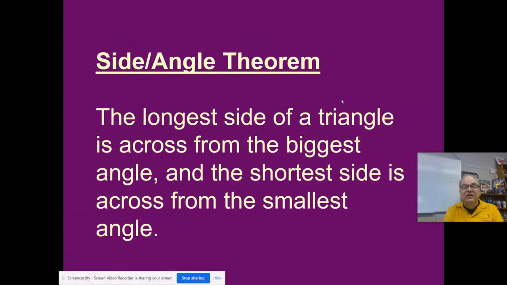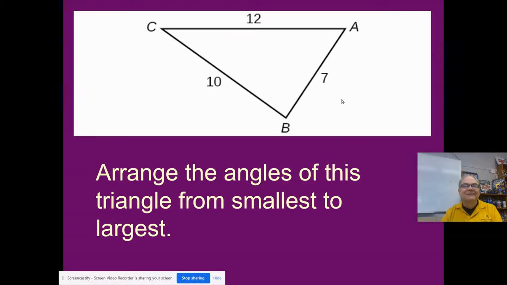The other rule that comes up in this section is what's called the side angle theorem. And again, it's kind of common sense. What it says is that the longest side of a triangle is always across from the biggest angle, and the shortest side is always across from the smallest angle of a triangle. Big's across from big, small's across from small, and just right is across from just right.